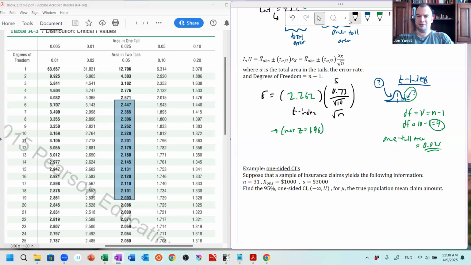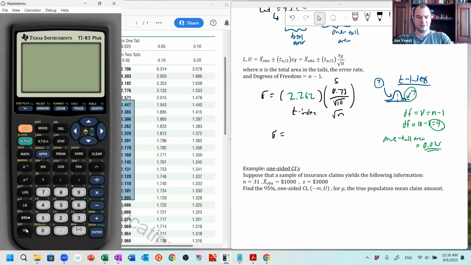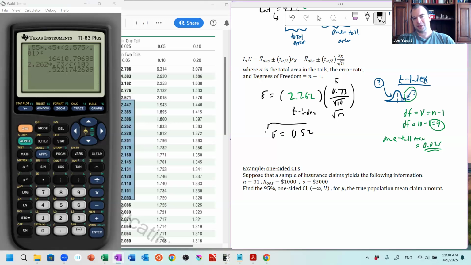Okay, so what is the margin of error for this problem? Let's look at that on the calculator. 2.262 times 0.73 over root 10. So that's about 0.522. My margin of error is about 0.52. My sample standard deviation was in degrees Fahrenheit, so my margin of error is about half a degree Fahrenheit.